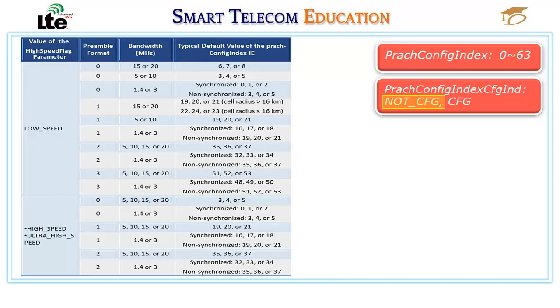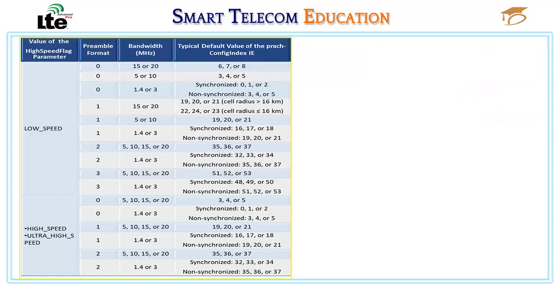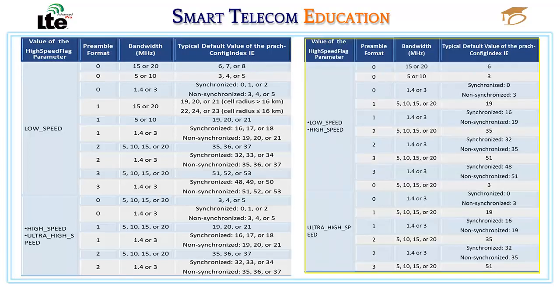When the indication of PRACH configuration index is set to not config, the eNodeB dynamically allocates the PRACH configuration index based on the high-speed flag, the setting of the preamble format and the configured bandwidth. The first table is for LTE FDD and the second table is for LTE TDD.